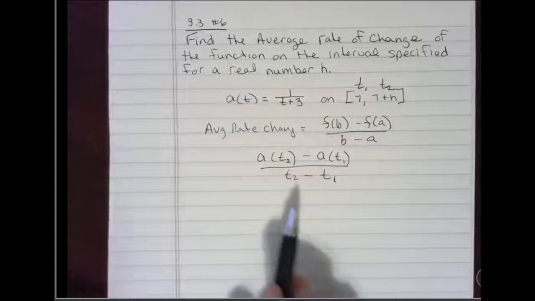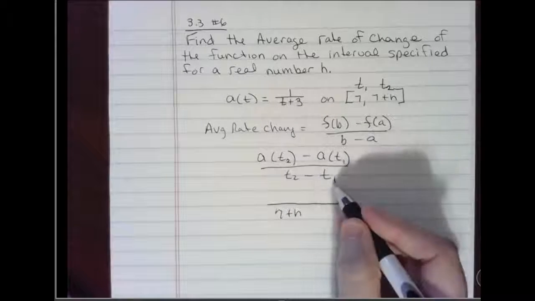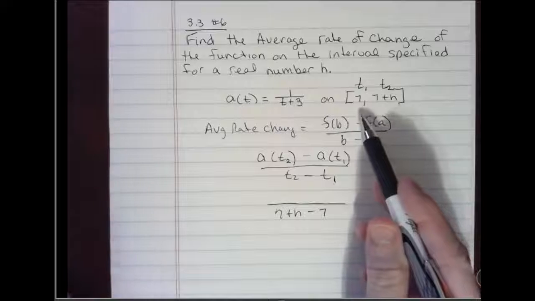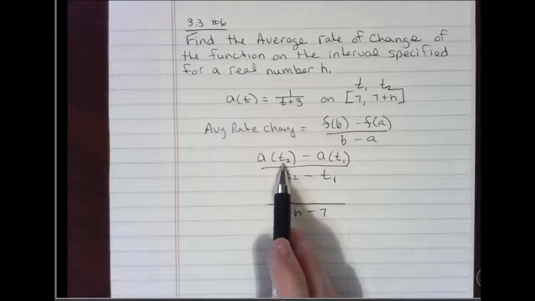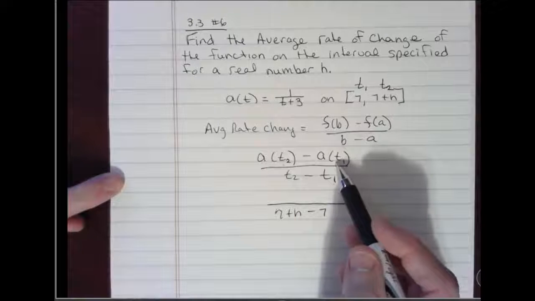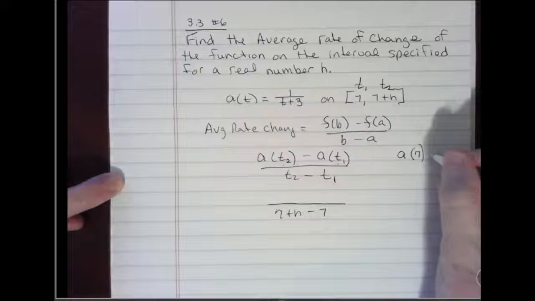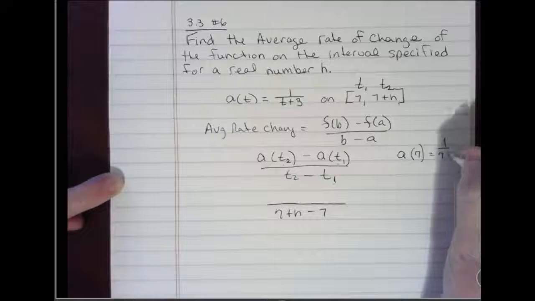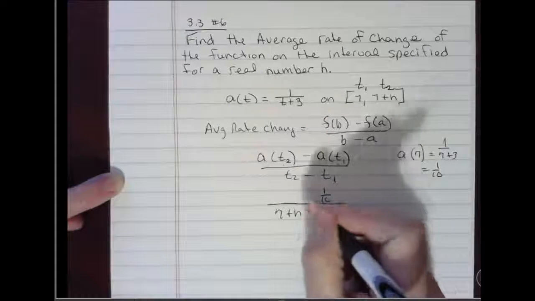And now we're going to plug these in. Well, here's my t sub 2, which is 7 plus h, and t sub 1 is 7. So I'm plugging those in. Now I need to find what a of t sub 2 is and what a of t sub 1 is. So let's do t sub 1 first. That would be a of 7. And so I'm going to plug that into my function: 1 over 7 plus 3, which is 1/10. So that's what's going to go here, 1/10.